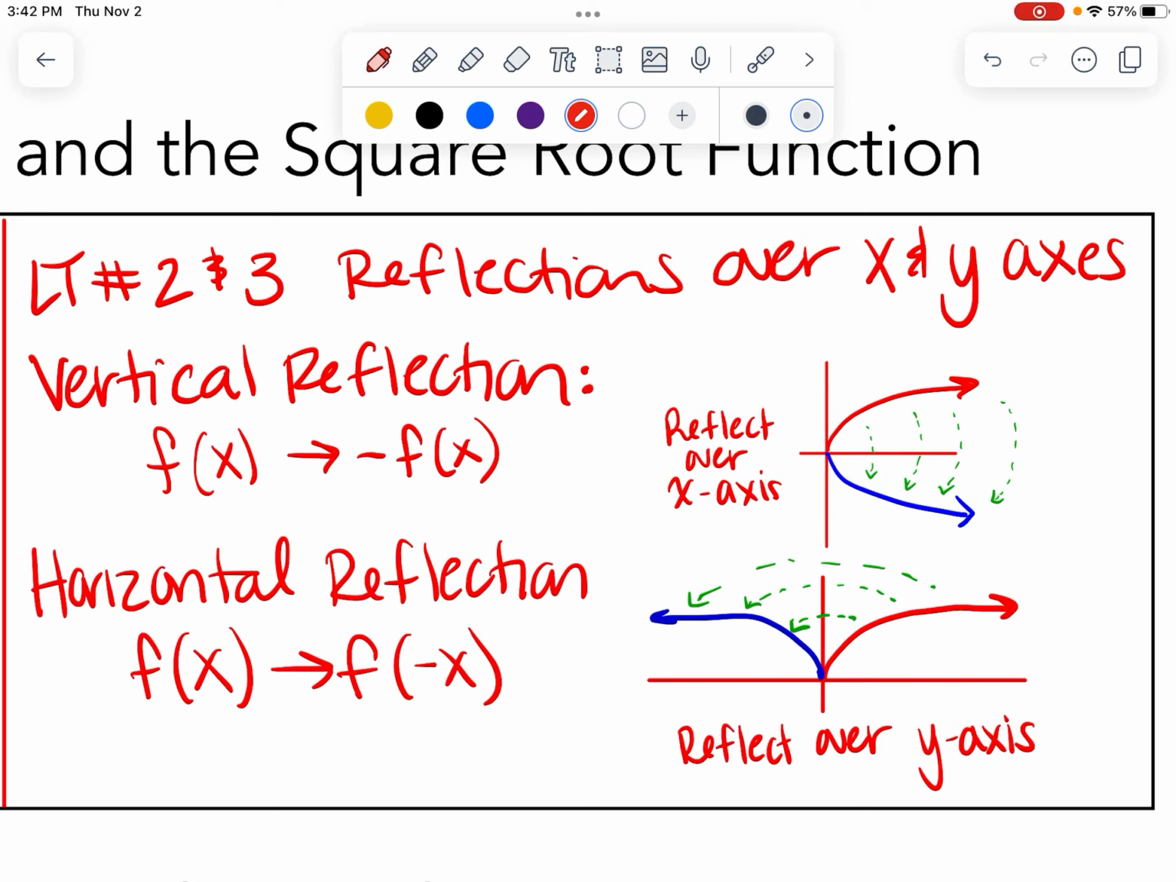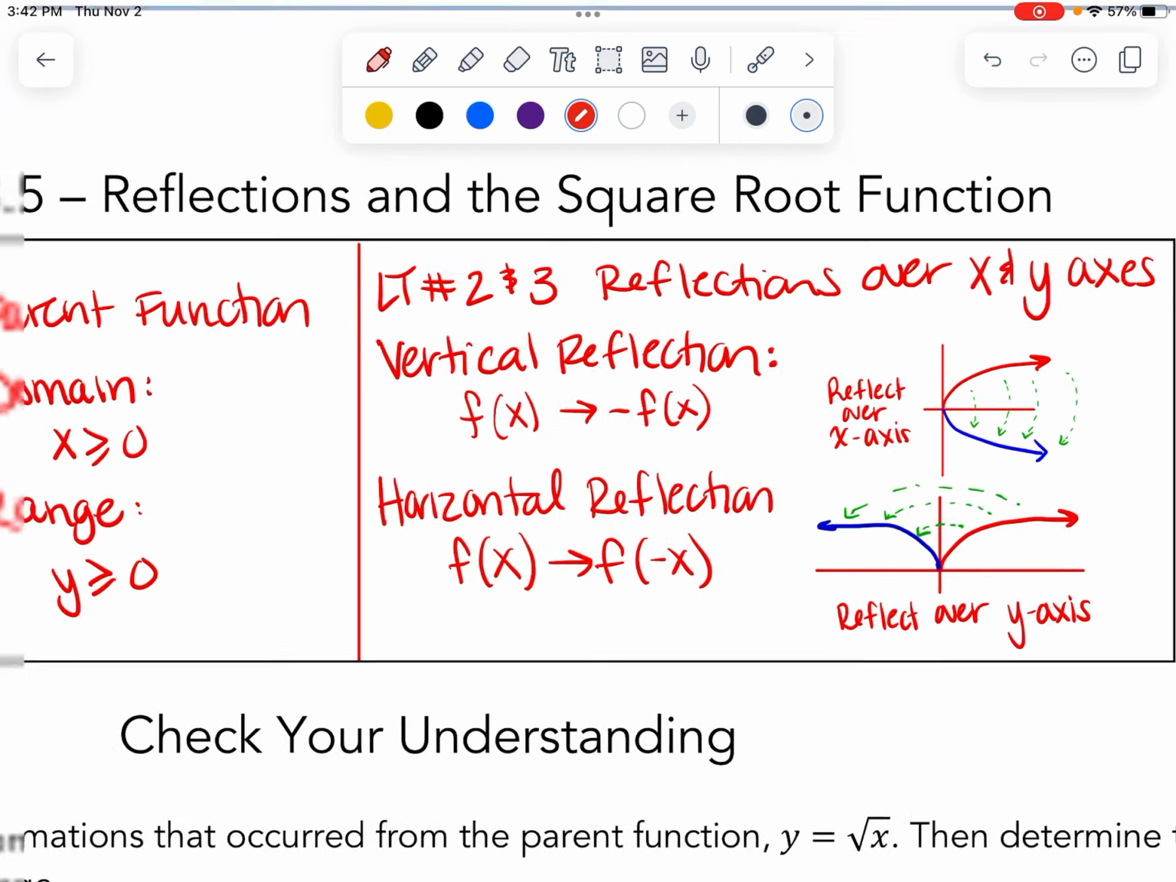The horizontal reflection is inside the house, so that's a reflection over the y-axis. So all the x values are being negated, and they're being sent over to the other side across the y-axis. Okay, my friends, those are your teacher notes for today.